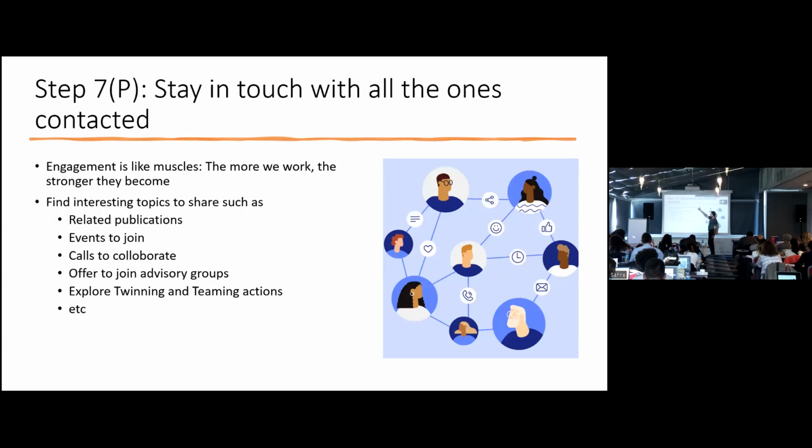And as I said, step 7 is like muscles. The more you work, the stronger they become. So always, even if it doesn't end up in a partnership in a specific proposal, you still need to keep in touch with them. So find interesting topics to share, related publications, events to join, calls to collaborate. So maybe you'll have the opportunity to collaborate in the next call. Offer to join advisory groups consistently. Explore twinning and teaming actions.